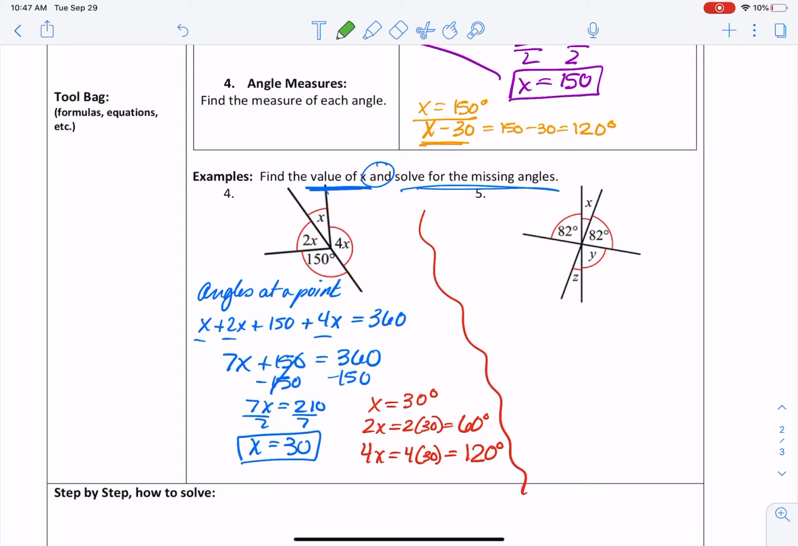The last problem uses several of the properties that we've talked about before this. So let's start with looking for other relationships. And if you look at angle Y, it is vertical with 82. So I still have to write justifications. So I'm going to put vertical angles. Y equals 82 degrees. So this one's 82.